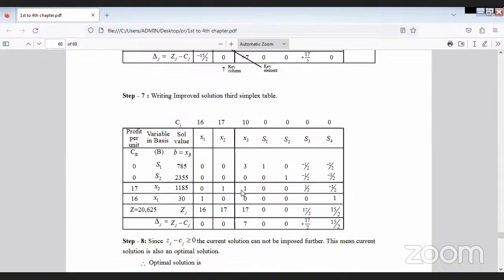Zj minus Cj, we are finding 0, 0, 1, 16, 0, 0, 0, 1, 0, 17, 3, 1, 0, 1, 0, 17, and 1, 0, 0, 0, 1, 0, 0, 0, 0. So we are concluding the values here, minus 1 by 2.